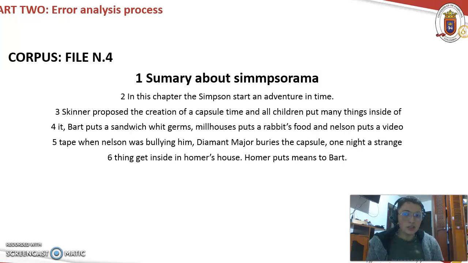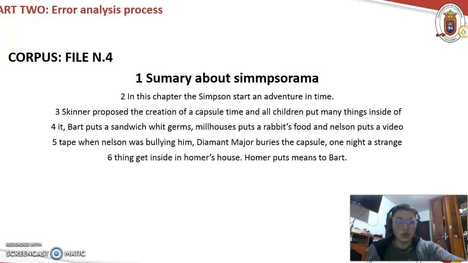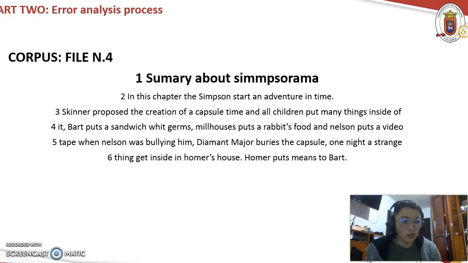Now we go to the second part, which is the error analysis process, and we start with the corpus. I have taken file number 4, which is a summary about the Sensorama. I should state that I haven't been provided with the level of the student who made this test. In this case, I have only assumed, and this is speculation, from the mistakes and errors in this document, that it is a learner of level A2.